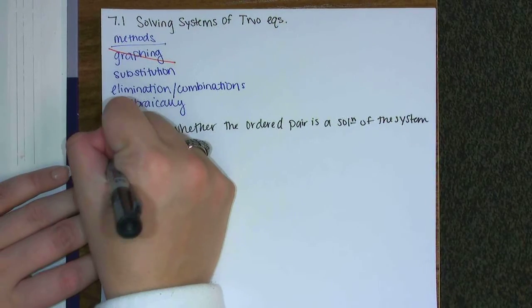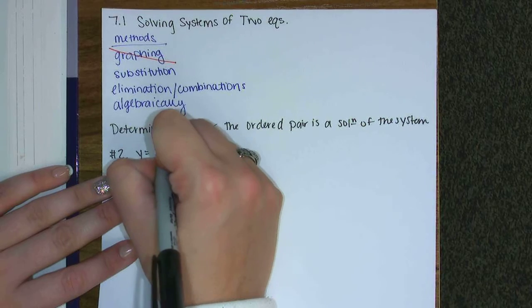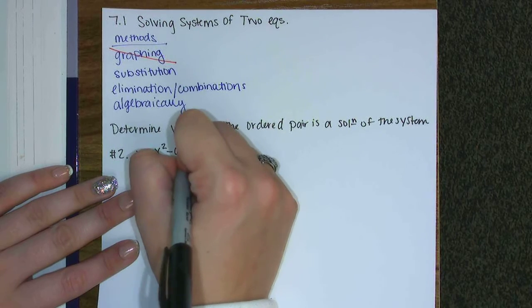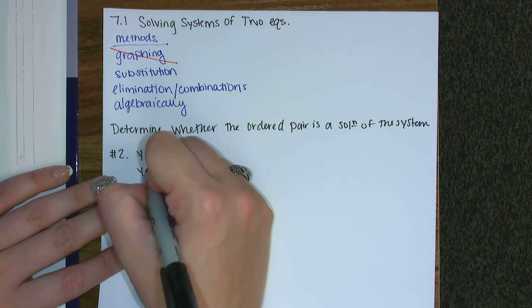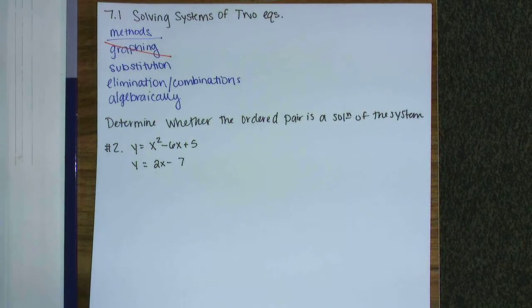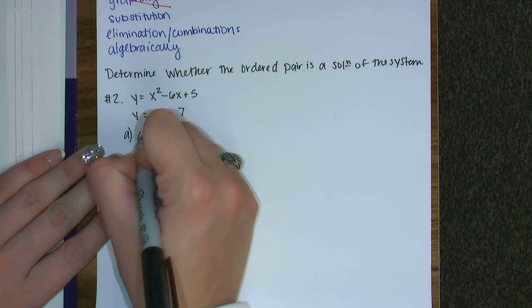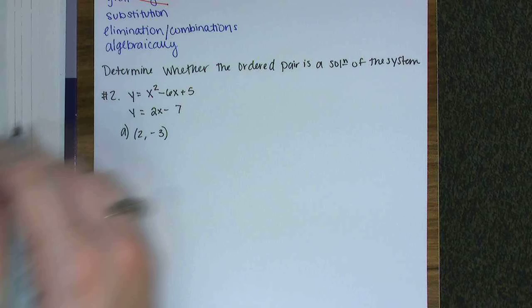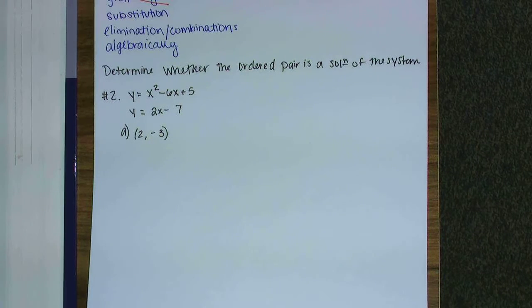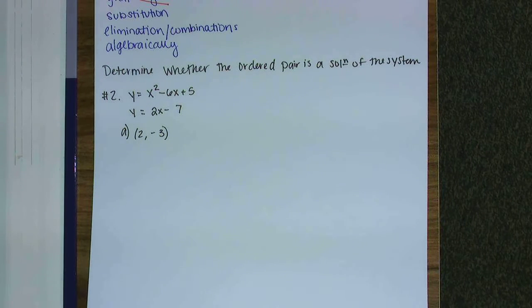Alright, so number 2, we are given y is equal to x squared minus 6x plus 5, and y is equal to 2x minus 7. So the first ordered pair we're going to check is the ordered pair 2, negative 3. So all I'm going to do is plug these numbers in each equation, and if it's true in both cases, then we can say yes, and if it's not, then ultimately we will say no.